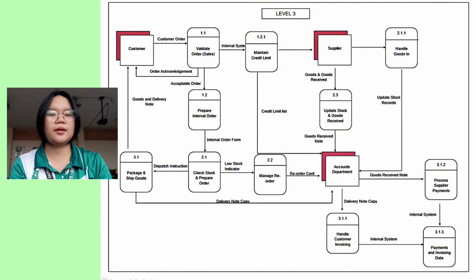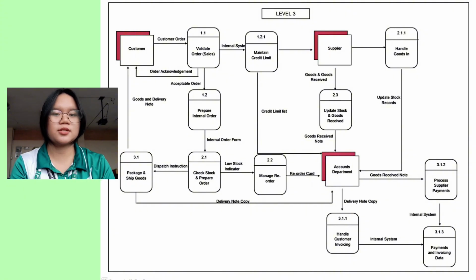Furthermore, the diagram employs implicit data stores. For instance, the flow related to update stock or credit limit list indicates where the data is persisted and retrieved, which directly informs the design of the underlying database structure.